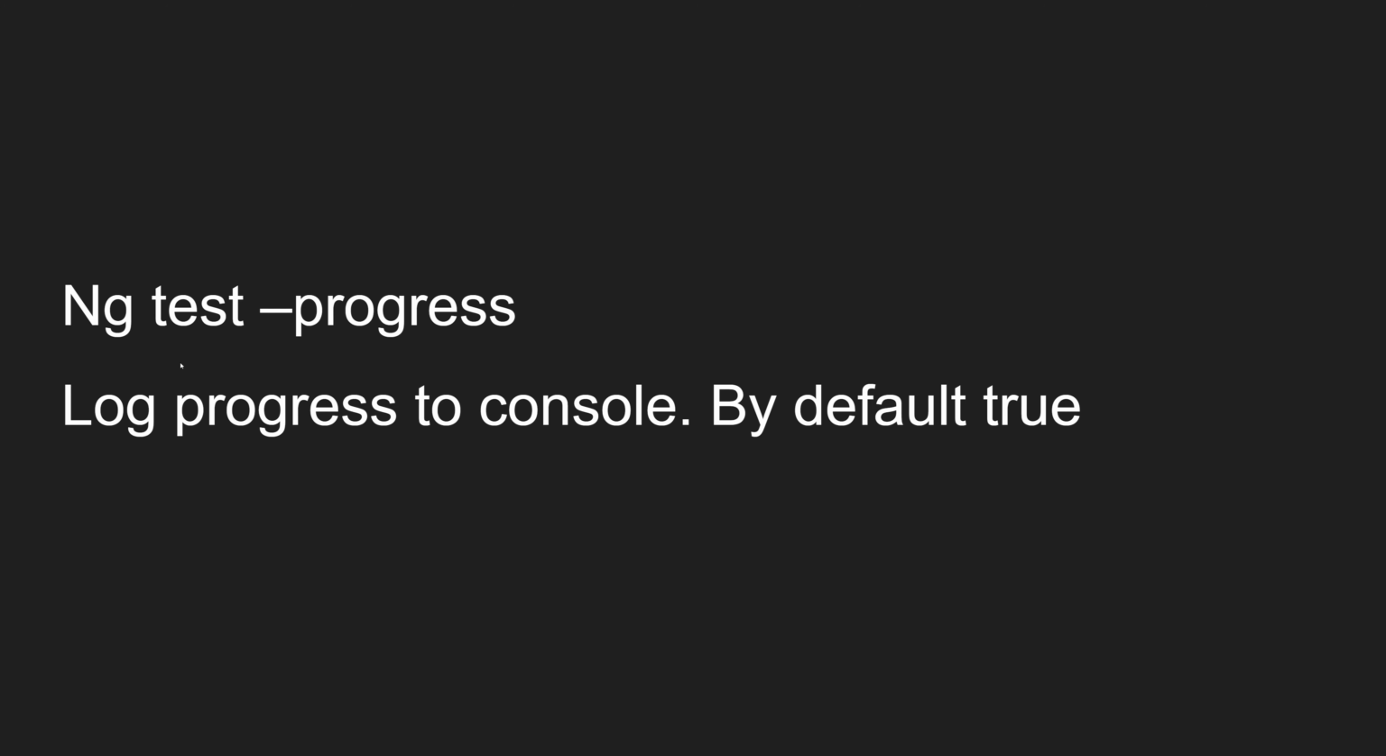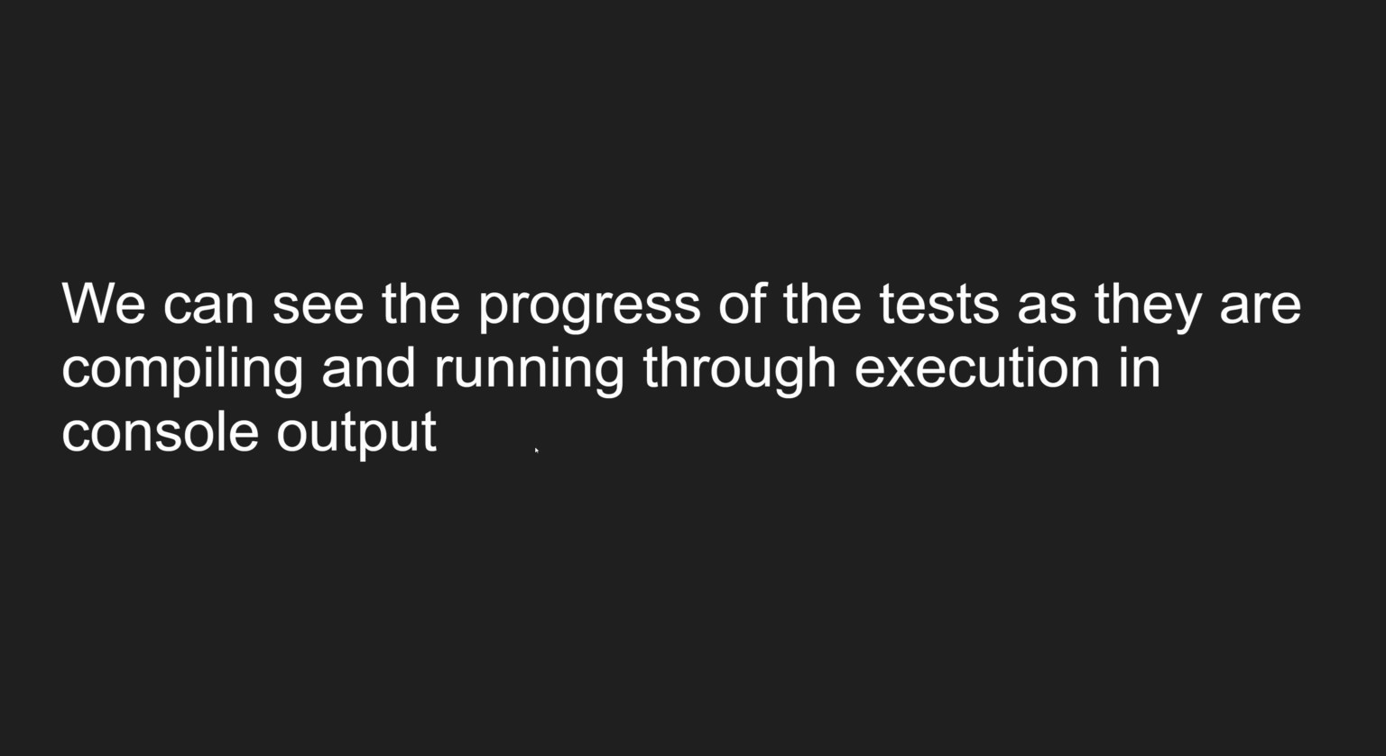Another option is ng-test progress. You already know about this progress option. By the name itself, we can tell it logs the progress to the console: how many tests have been conducted and what the progress of the test is. By default this option is true, so if you don't mention progress, it will be true. It will tell you how many test cases are running and what percentage has completed. We can see the progress of the tests as they are compiling and running, in the console output, using this progress option.